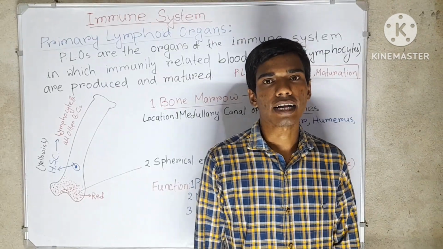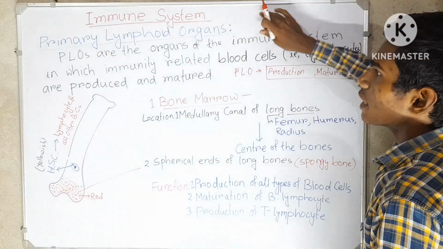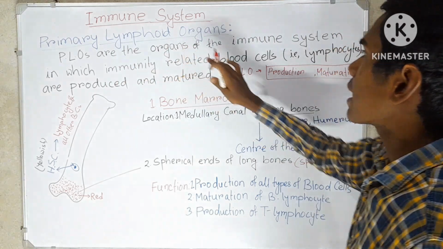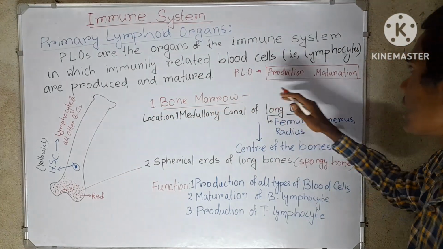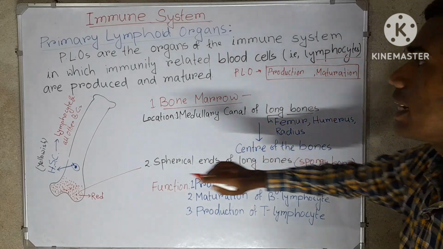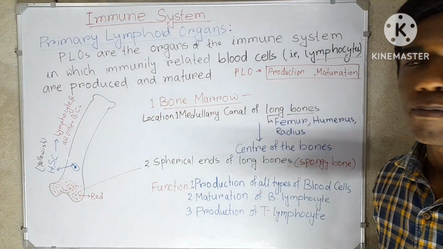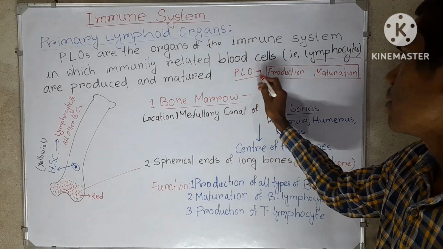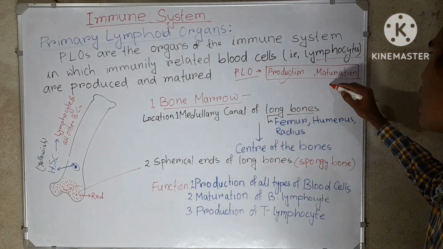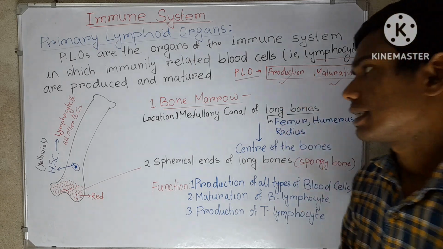Primary lymphoid organs. Primary lymphoid organs are the organs of the immune system in which immunity related blood cells, that are lymphocytes, are produced and matured. The main function of primary lymphoid organs is production and maturation of the blood cells.